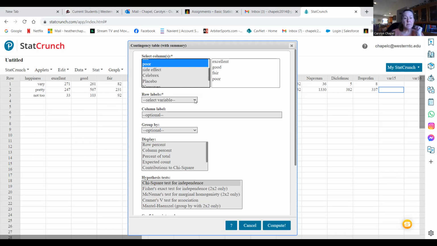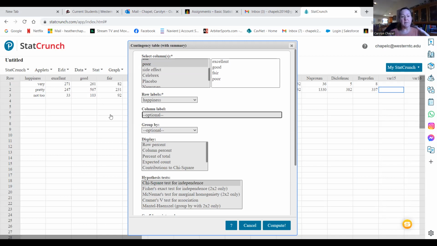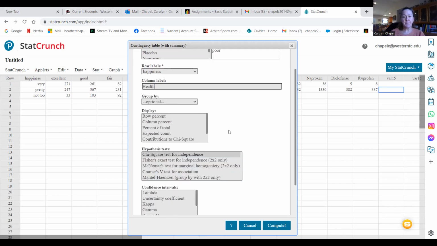I have my row labels, because I did label. Those are my happiness ones. Those are right in here. So I have my very pretty table. I can label my columns. So if you remember, our columns were the health that we had. I'm going to put that in there, and I type that in directly.